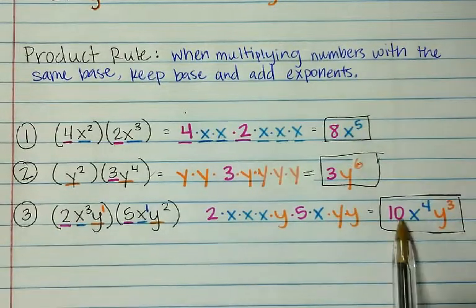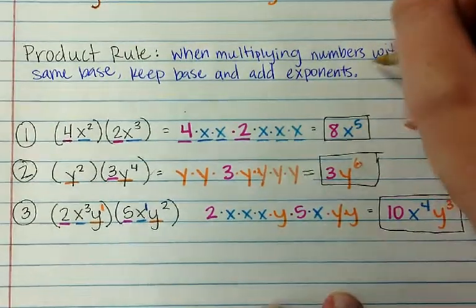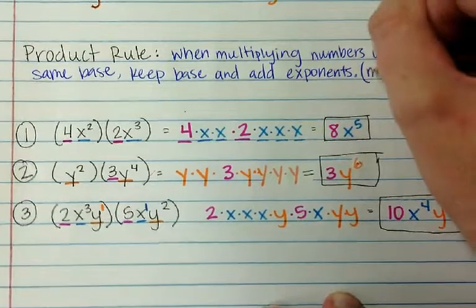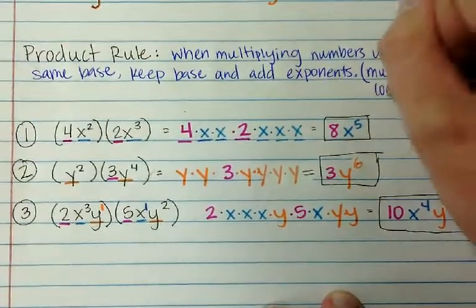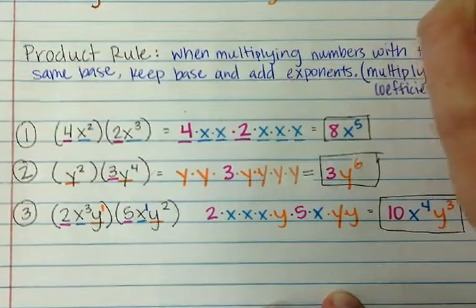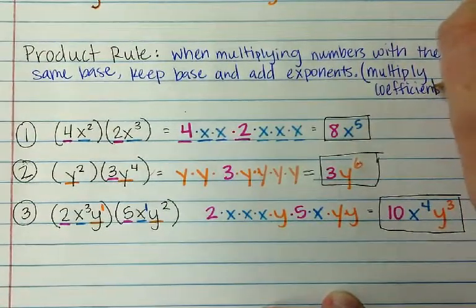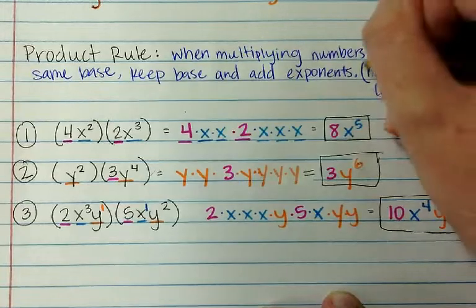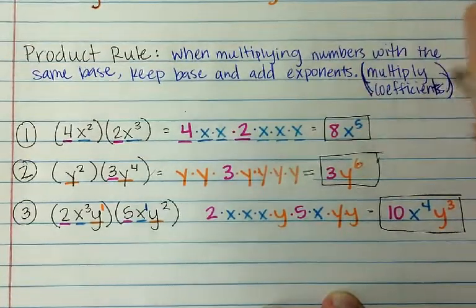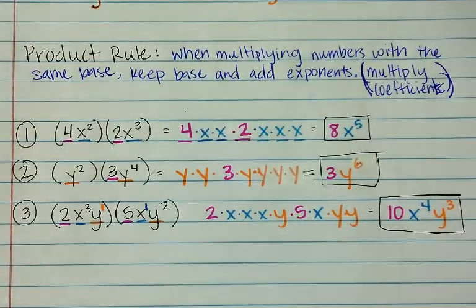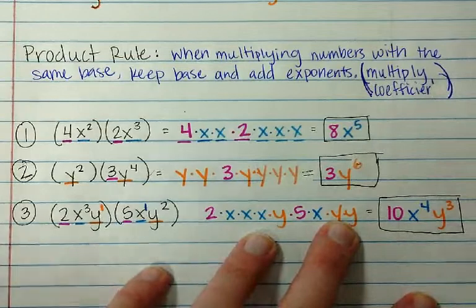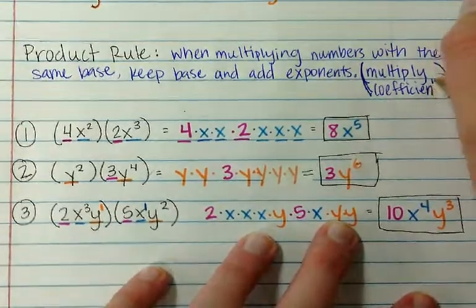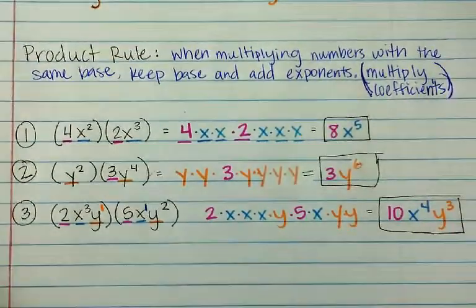So over here on the side, guys, I want you to write that you multiply your coefficients, right? Whoops, forgot the S there. There we go. Okay? So you multiply your coefficients. All right? Do you guys feel good about that? There we go. That was a little better. So you're going to multiply those coefficients.